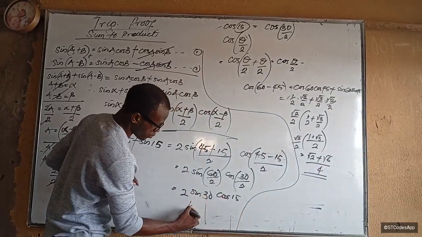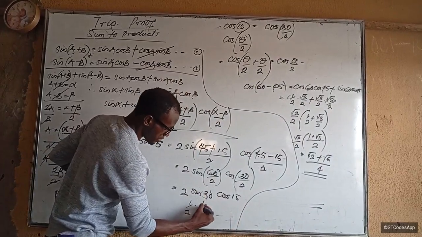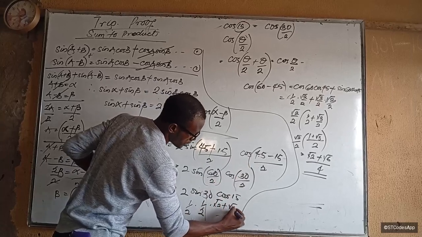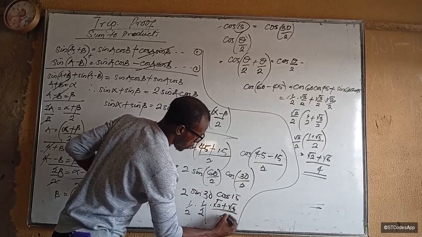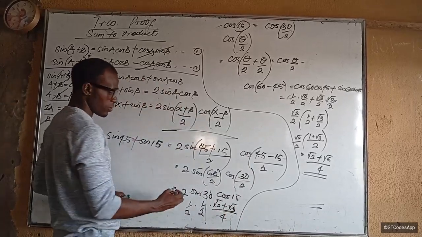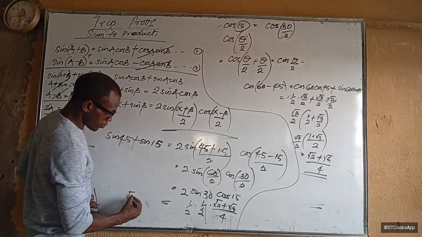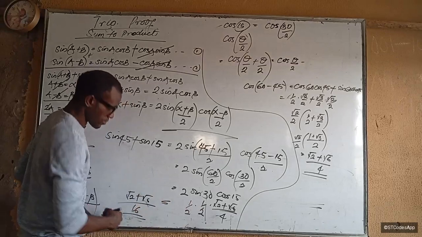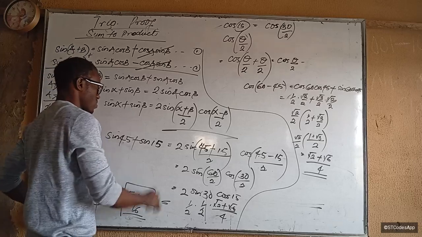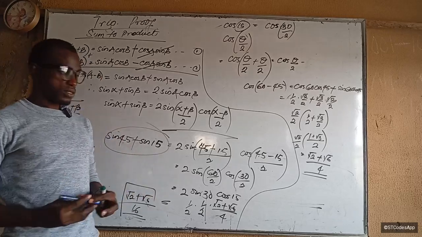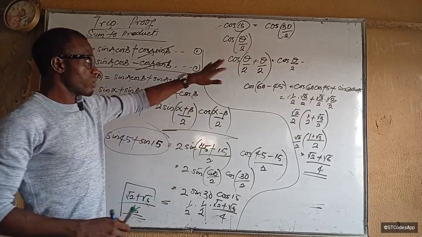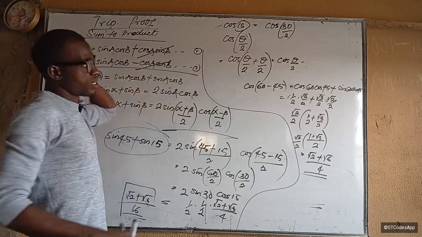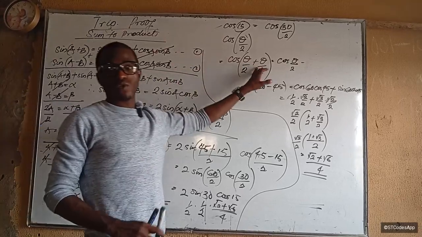So sin 30 is 1 over 2. So 1 over 2 times root 2 plus root 6 over 4. So our answer becomes root 2 plus root 6 over 16. And that is the final answer for this one. Exactly. So that is how to evaluate it. But you can find an identity for this also, because it can work for other examples. It will just follow the same principle.